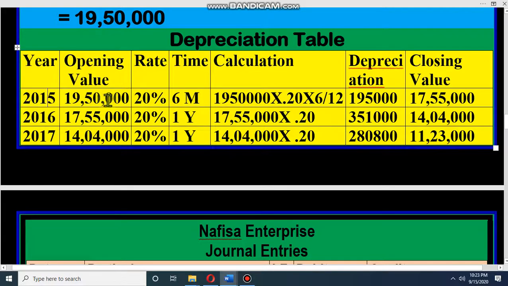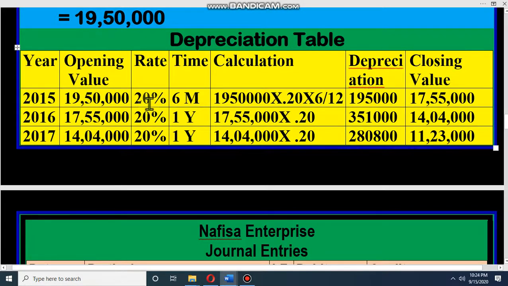So the calculation is 19 lakh 50,000, the depreciable value of the machine, into 20%. 20% means 0.20, into 6 by 12, because it is for 6 months. If we calculate this one, this will be for 1 year, and into 6 by 12, then it will be for 6 months. Dear student, then the value will be 1,95,000.